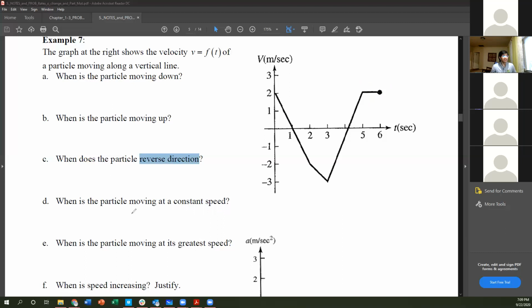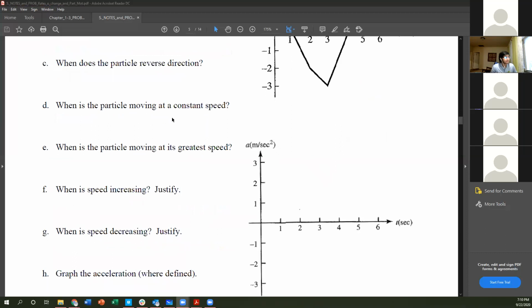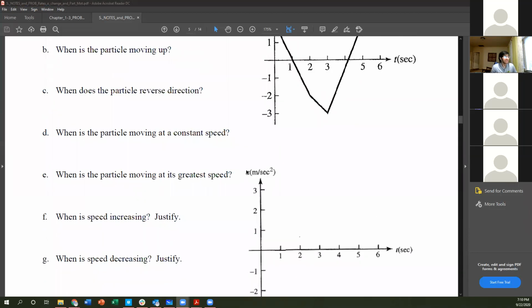And we know that the only time the derivative equals 0 is from 5 to 6. The particle is moving at a constant speed from 5 is less than t is less than or equal to 6. Okay? All right. And the reason why 5 is strictly less than is because here we can't calculate the derivative, but at 6, it's continuous because it includes that point. Okay, so that's why it's less than or equal to.